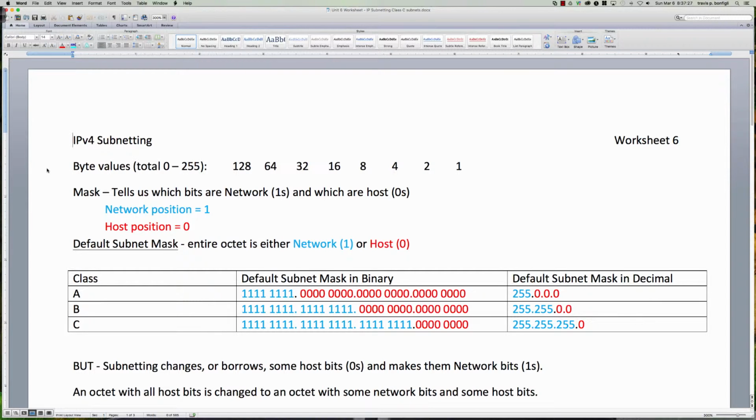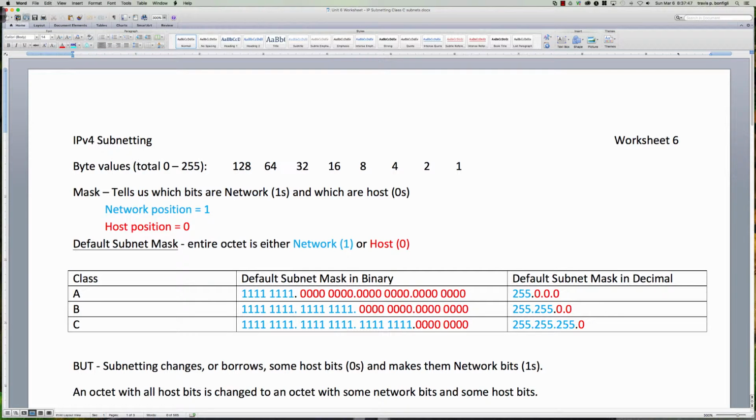This is the CompTIA Networking Plus course, and this morning's video tutorial is going to be on our Unit 6 worksheet, where we're going to be focusing on IP subnetting, and specifically we're going to be doing a subnetting exercise with Class C addresses. So let's go ahead and dive in here.